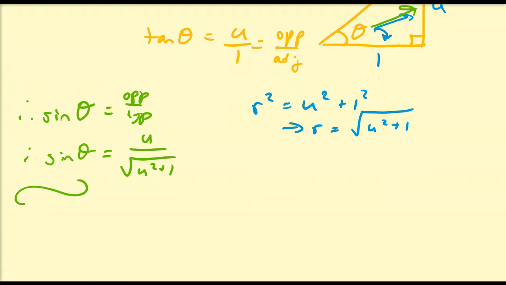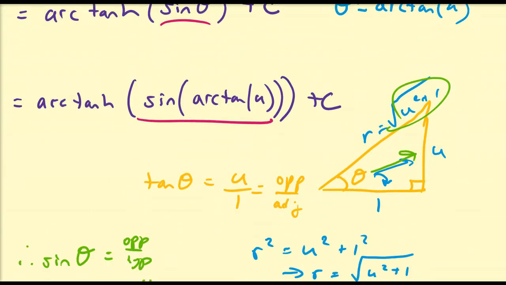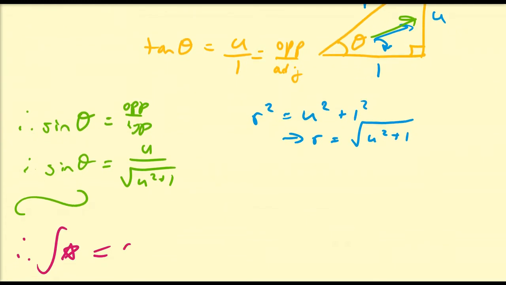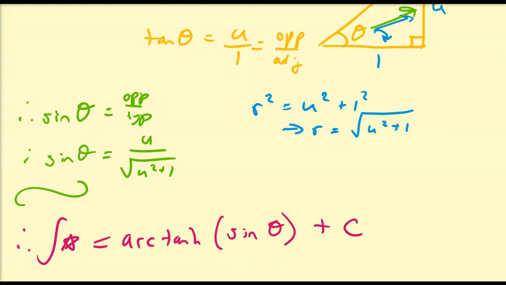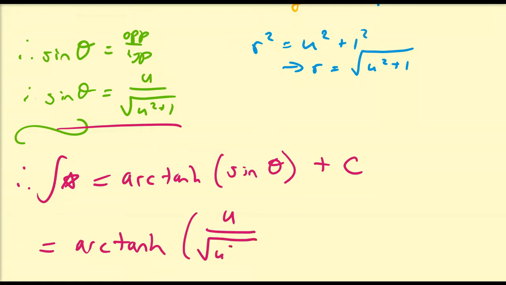Alright, so let's go back to our problem. So our integral of interest was equal to, where did we stop? Arc hyperbolic tangent of sine of theta plus c. So now we have sine of theta, so this is going to be equal to the arc hyperbolic tangent of sine of theta, which we found to be u divided by the square root of u squared plus 1, plus c.